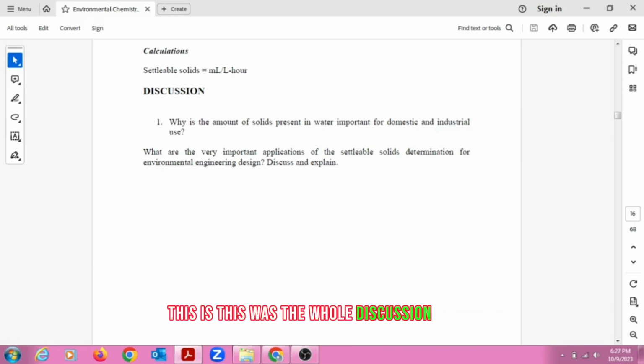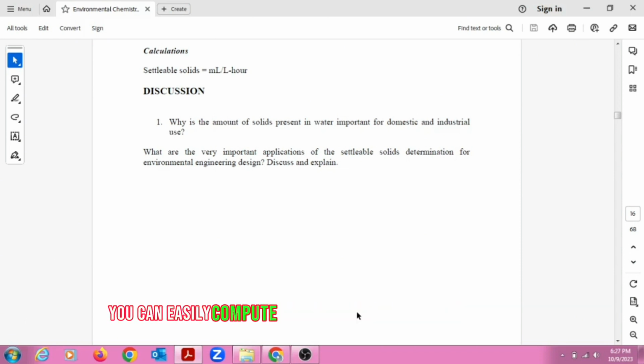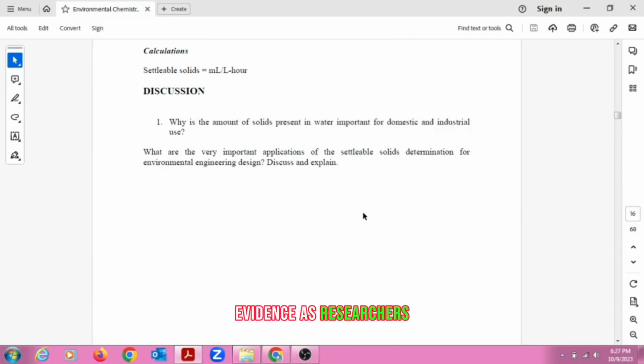This was the whole discussion about the different kinds of solids in water. There is also one more thing: a correlation between TDS and the conductivity of water. I hope you have seen my earlier videos where I talked about this. If you know the conductivity of water, you can easily compute the total dissolved solids. That is, total dissolved solids is equal to K times EC, where K is a constant based on experimental evidence and research. So if you know the conductivity, you can easily find out the total dissolved solids.